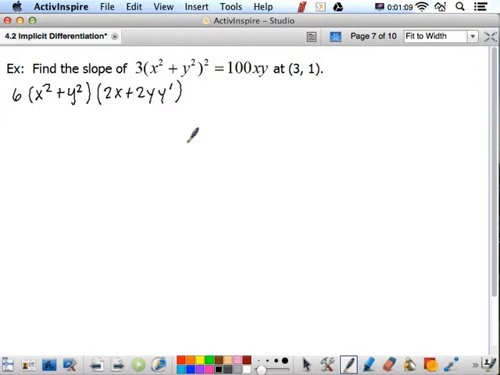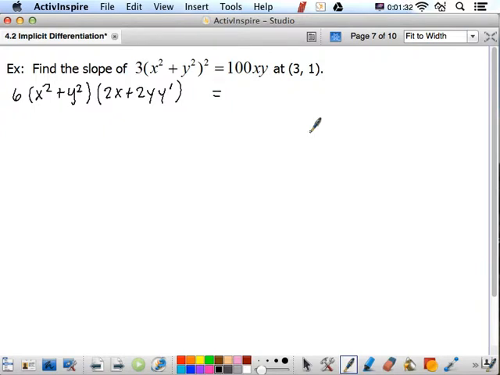Now the right side you need to be careful about, and this is one of the biggest errors people make. You cannot take the derivative of the right side without using the product rule, because you have 2 variables multiplied together. You have 100x multiplied by y. So you have to use the product rule anytime you see an xy. It is a multiplication there.